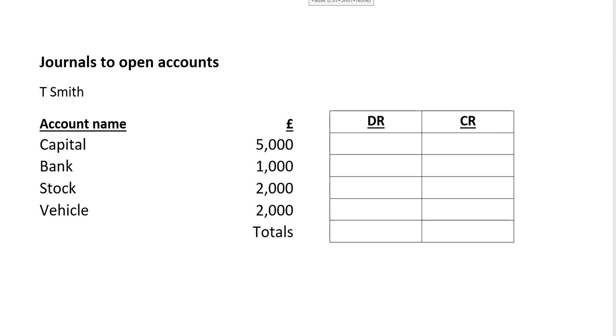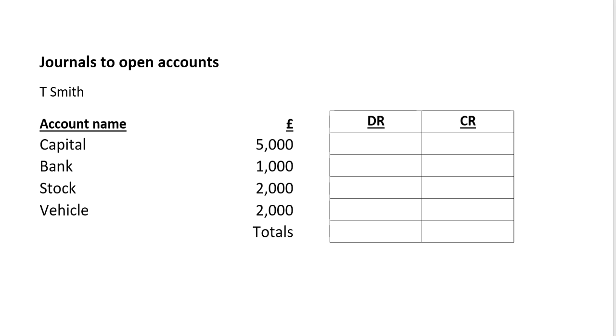So let's look at an example of when you would use a journal entry, and we're going to use it to open a set of accounts. So let's just say that T Smith has been running their business on a paper system, and perhaps they've been running their accounts on a single entry system, and they now want to move on to a double entry system, and they've presented us with this simple information about the status of their accounts at the start of their financial year.